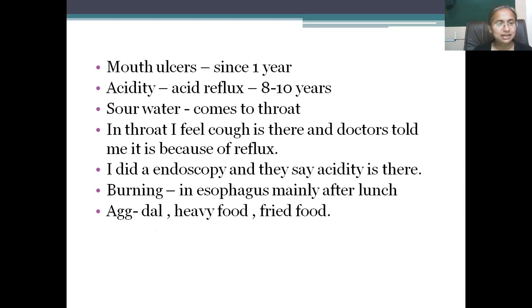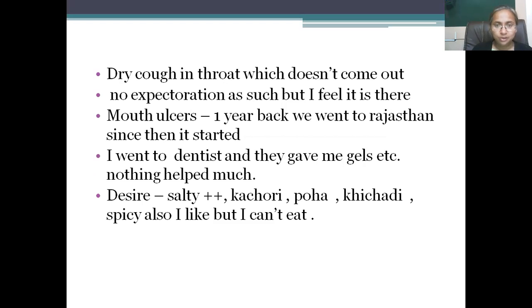She has acidity, sour water comes to throat. In throat, I feel cough is there, and doctors told me it is because of the reflux. So she said that I know I don't have cough, it is just because of the gastroesophageal reflux that I get this cough. I did an endoscopy, and they say acidity is there. Burning in esophagus mainly after lunch, aggravated by dal, by pulses, heavy food and fried food. Dry cough in the throat which doesn't come out, no expectoration as such.